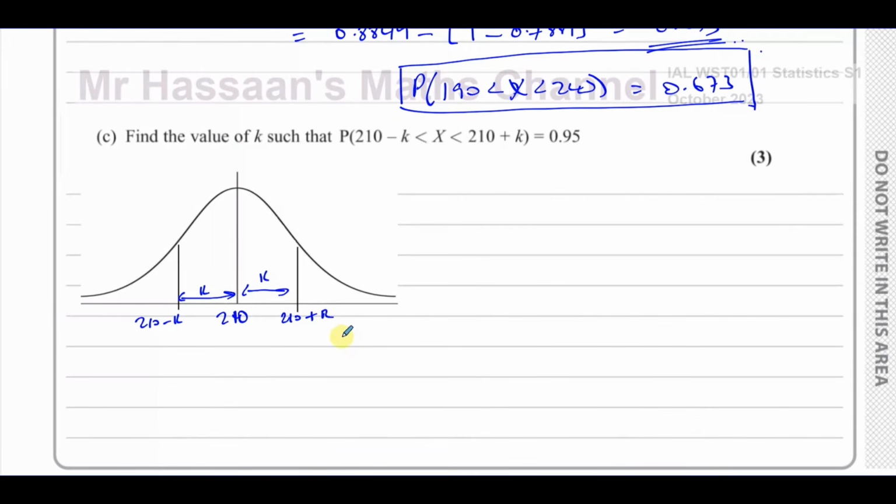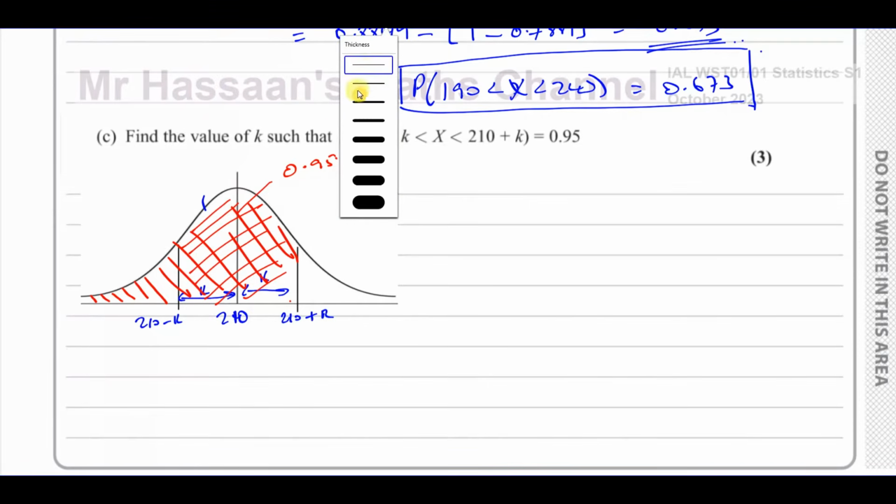So basically, I know that the area between those two is 0.95. What I can do here is try to find out what the whole of this area is, quite easily, because I know there's symmetry between these two. So for example, this section here alone, which I'll put in a different color.